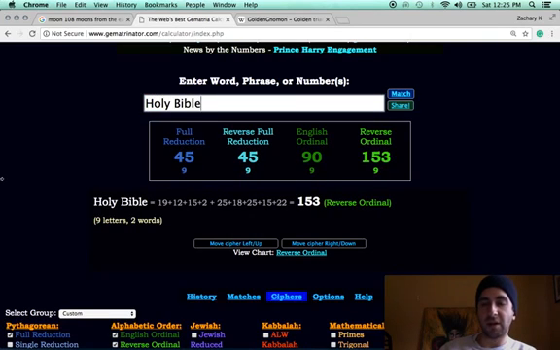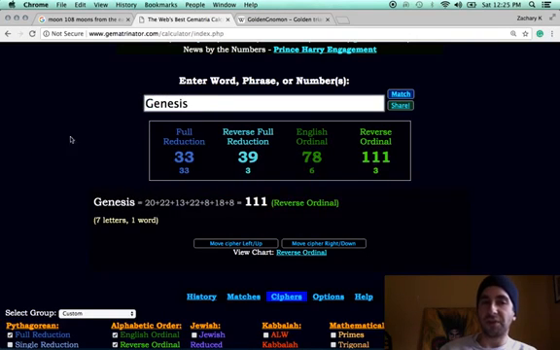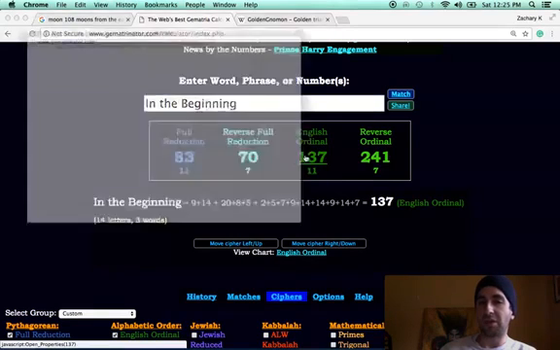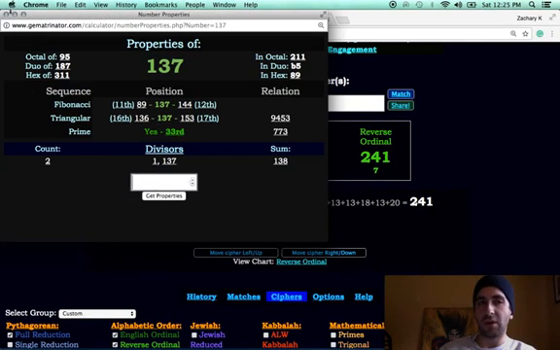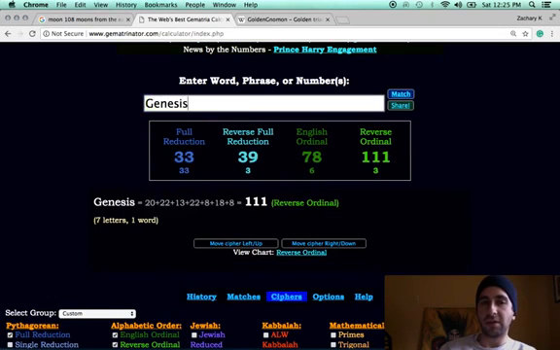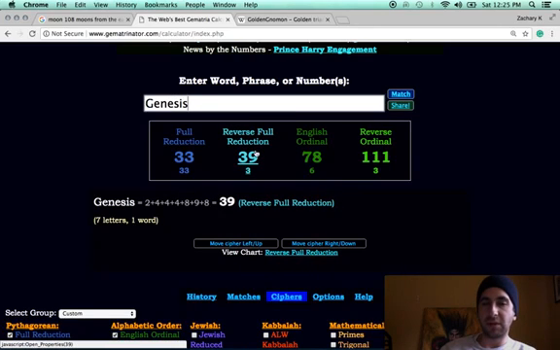From the start to the finish. Genesis has gematria of 33. Very special number in the Bible. Genesis means in the beginning, which is 137, the 33rd prime. Alphabetic order, 137 in reduction, Genesis 33. And Genesis first of 39 books in the Old Testament.